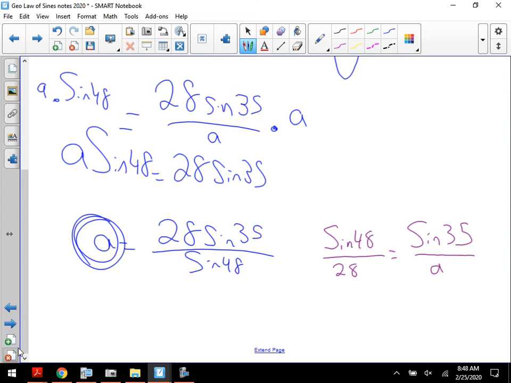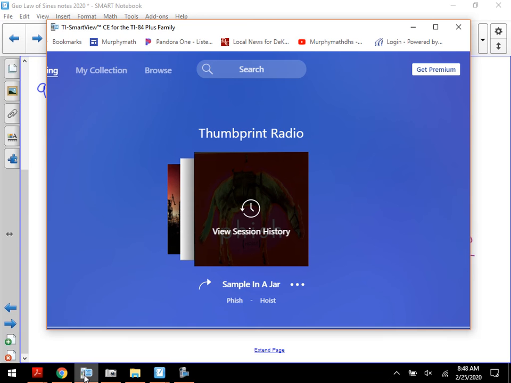Now you guys all have calculators. You guys all have fraction bars. We type this in to get our side in. Helps if I probably use mine.